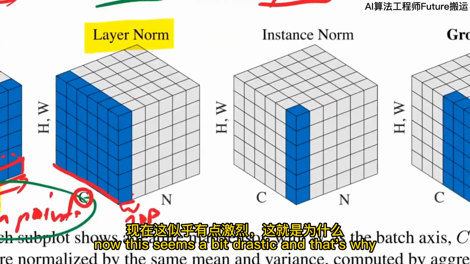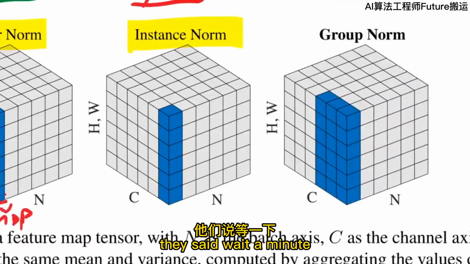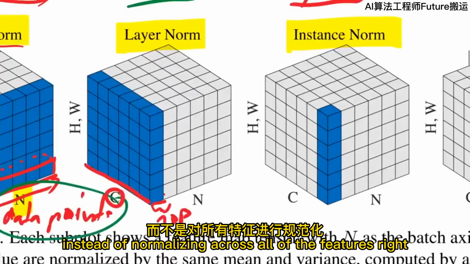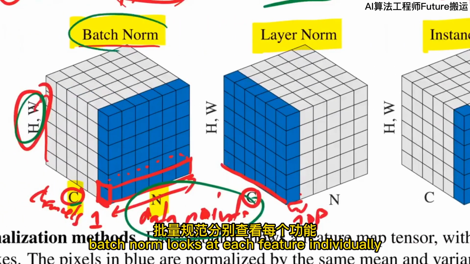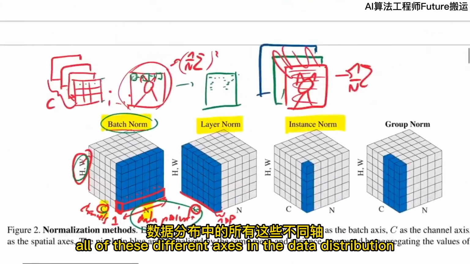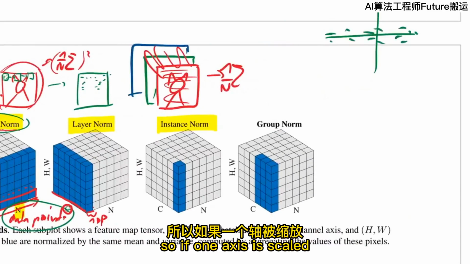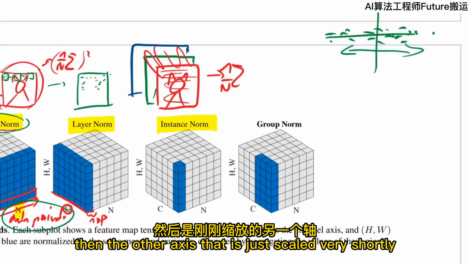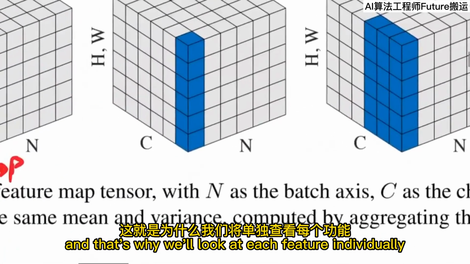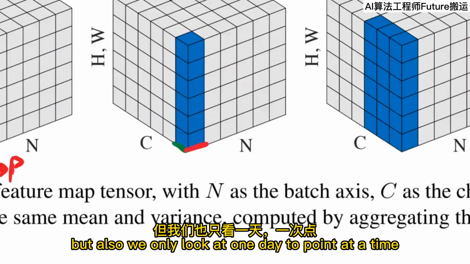Now this seems a bit drastic, and that's why instance norm did the exact opposite. They said, wait a minute, instead of normalizing across all of the features, we'll go back and do what batch norm does. Batch norm looks at each feature individually. So basically it looks at all of these different axes in the data distribution differently. If one axis is scaled very widely, we want to normalize that differently than the other axis that is scaled very shortly. That's why we'll look at each feature individually like batch norm, but also we only look at one data point at a time.